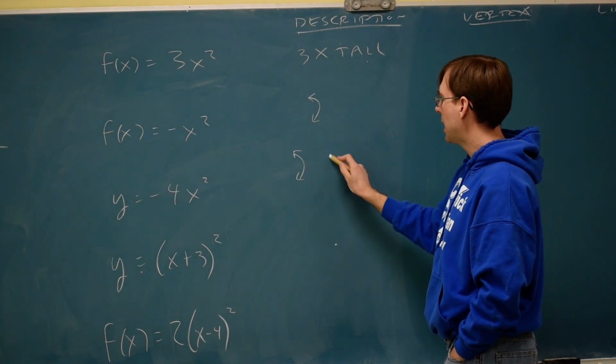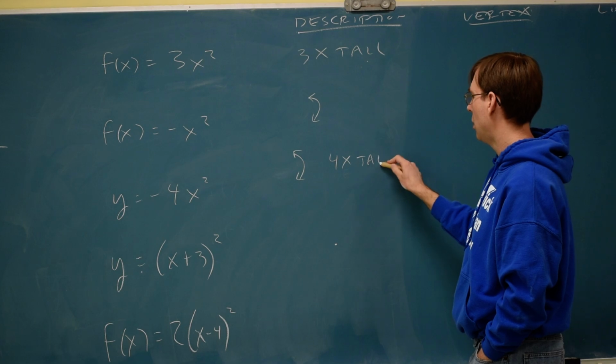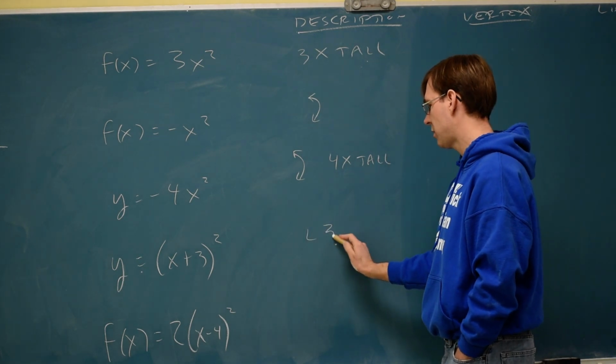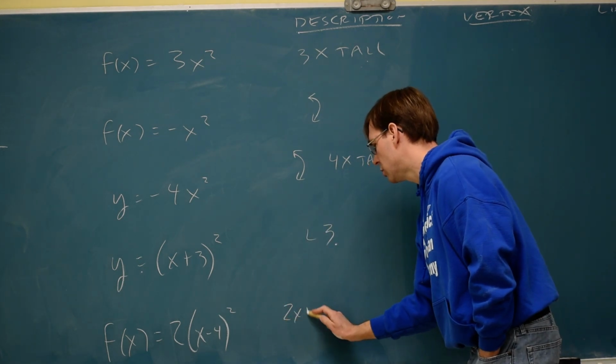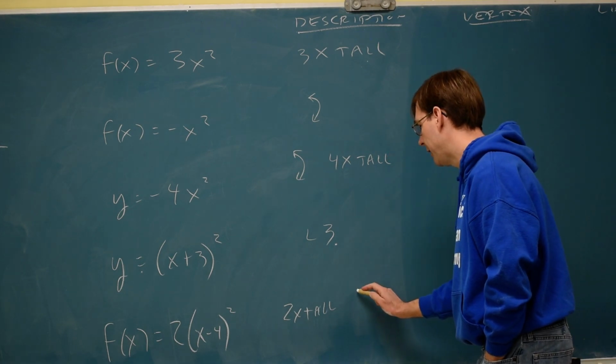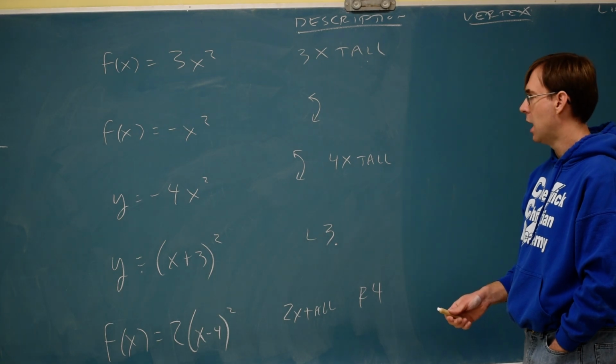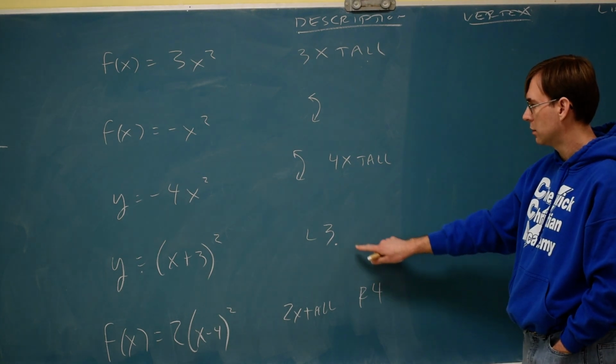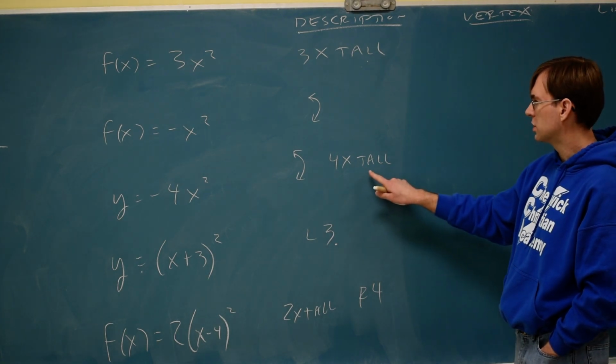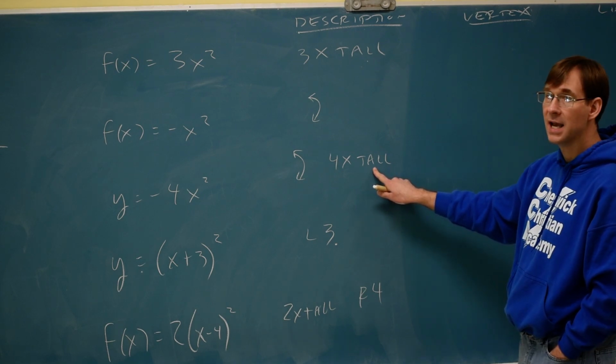This is upside down and 4 times taller. This is left 3. This is 2 times taller. And this is right 4. Those are the variations you'll see in the homework. You will see some rights, you will see some lefts, you will see some talls. You will not see any wides.